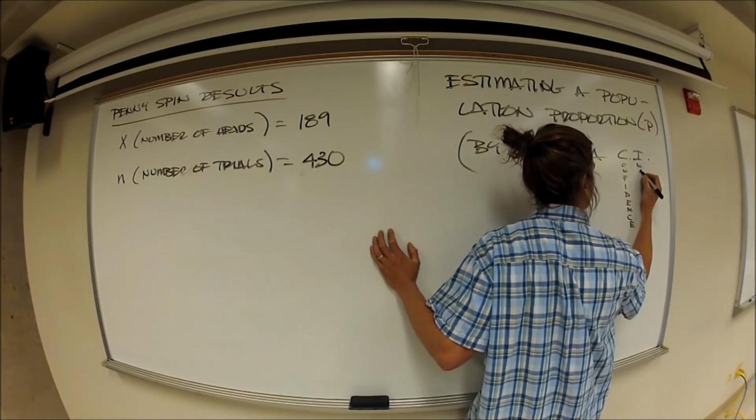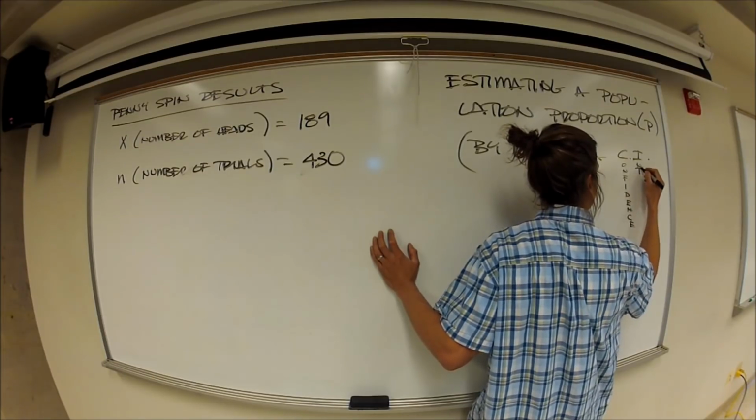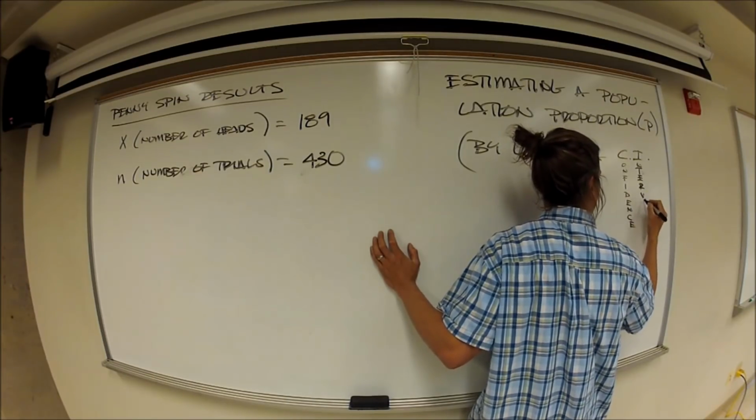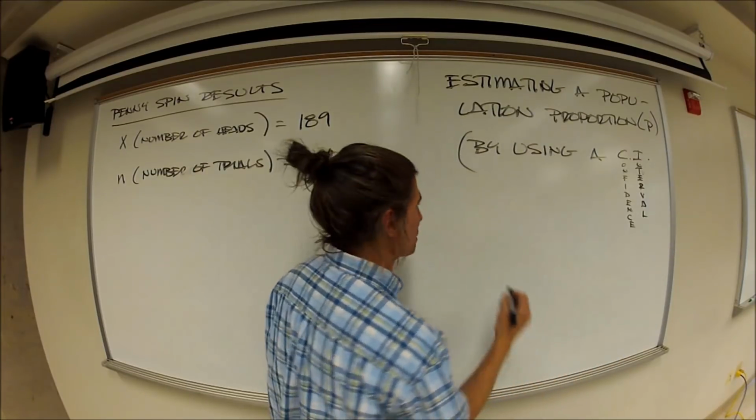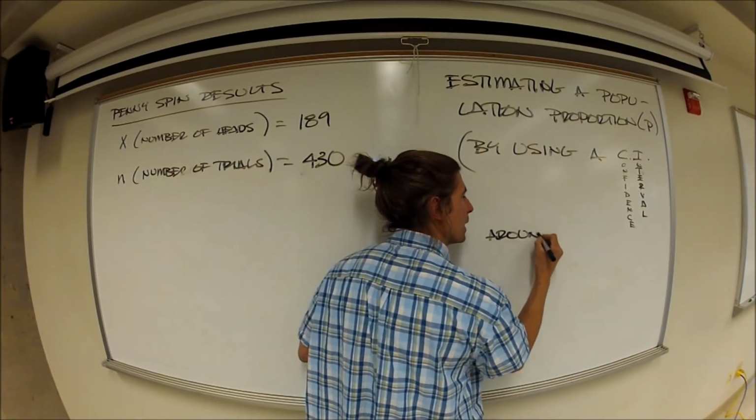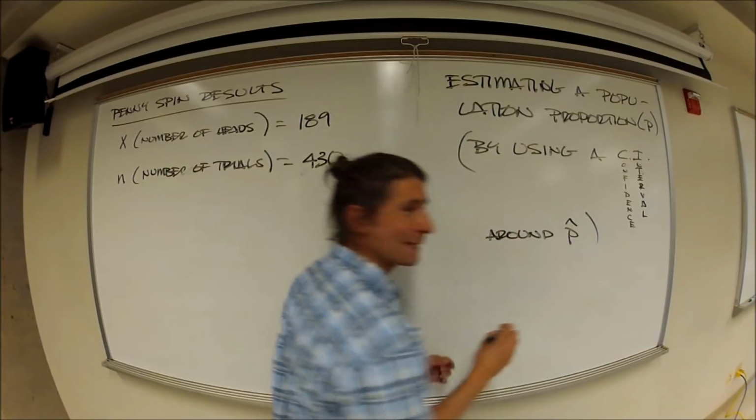Confidence interval, that's a T. Wow, it's hard to write vertically. By using a confidence interval around p hat.